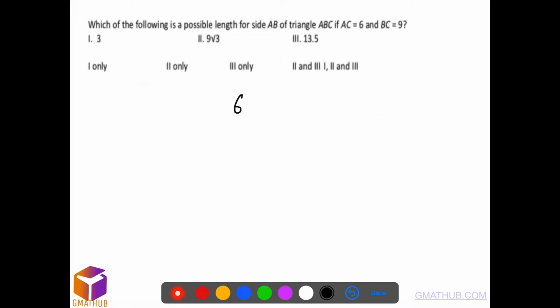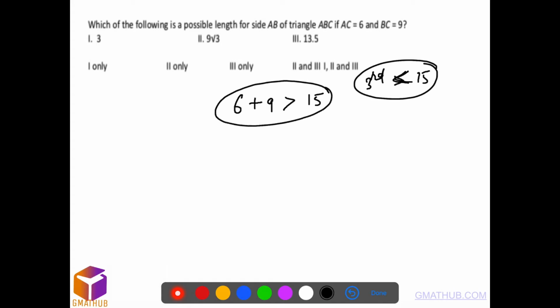Again 6 and 9 are two sides. So 6 plus 9 is 15. So the third side has to be less than 15. Okay, because if it is 15 or more, it will violate the condition that the length of any side has to be less than the sum of the other two.